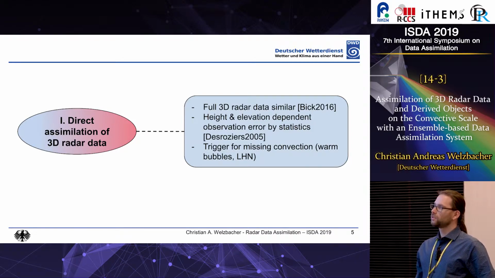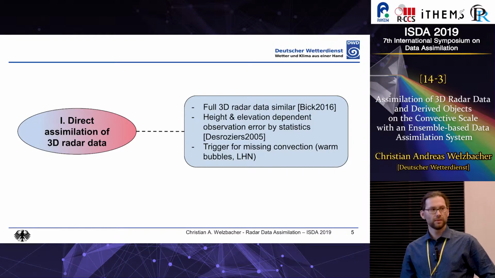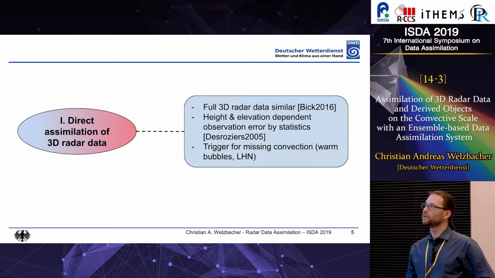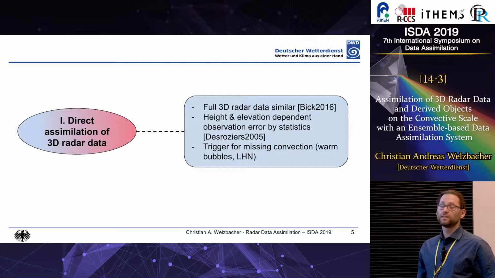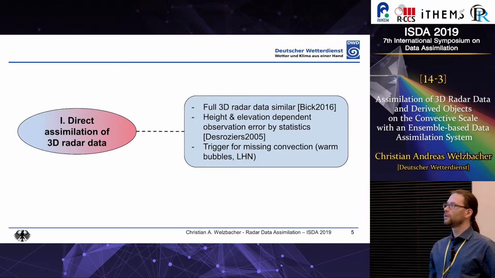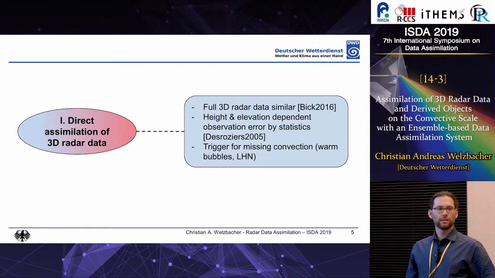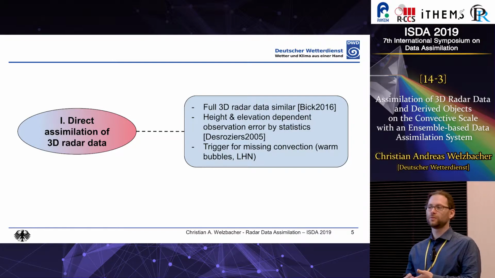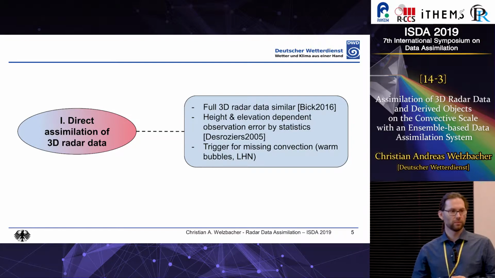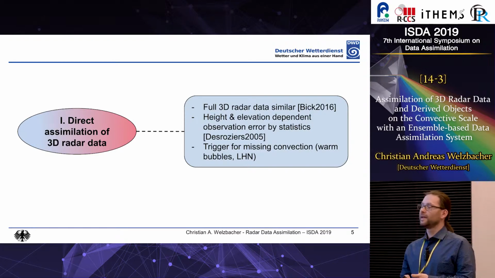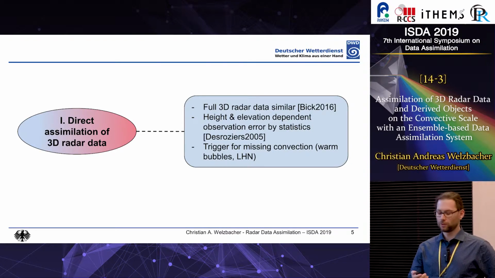Additionally, which is in some sense similar to the things we talked about this morning, I say we need a trigger for missing convection. This is a little bit of a different perspective, and we'll see in a minute what I mean with warm bubbles, which is another technique than latent heat nudging. It helps you if you have no spread in your ensemble, if you miss convection or precipitation, helping you to gain this spread according to the observations.